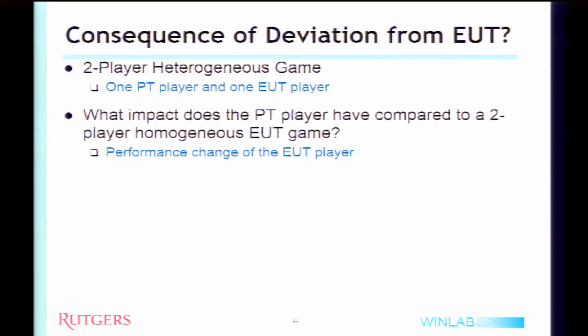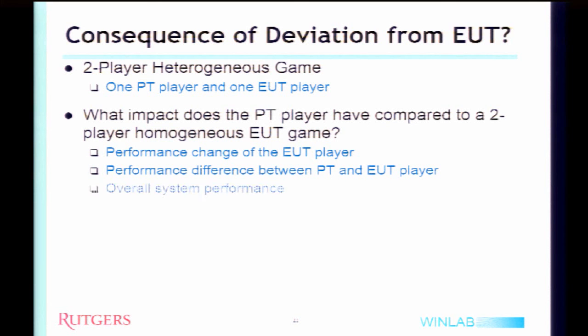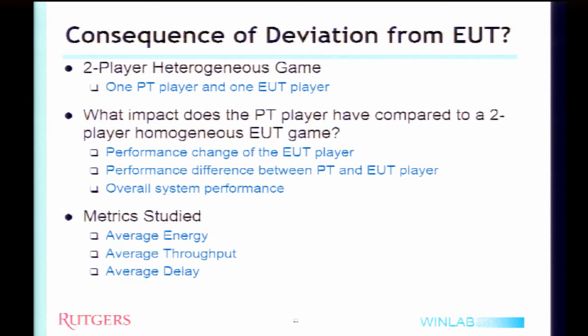The first thing is the performance change of the EUT player in the heterogeneous game compared to the traditional EUT game, and the performance difference between the PT and EUT player in the heterogeneous game. And finally, the overall system performance disparities between the heterogeneous game and the EUT game. The metrics we study here are average energy, average throughput, and average delay.